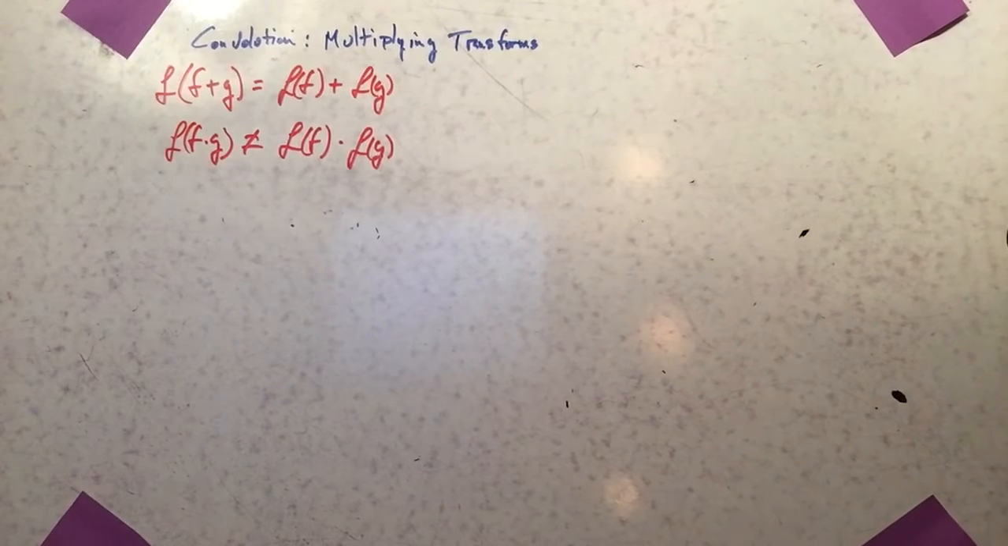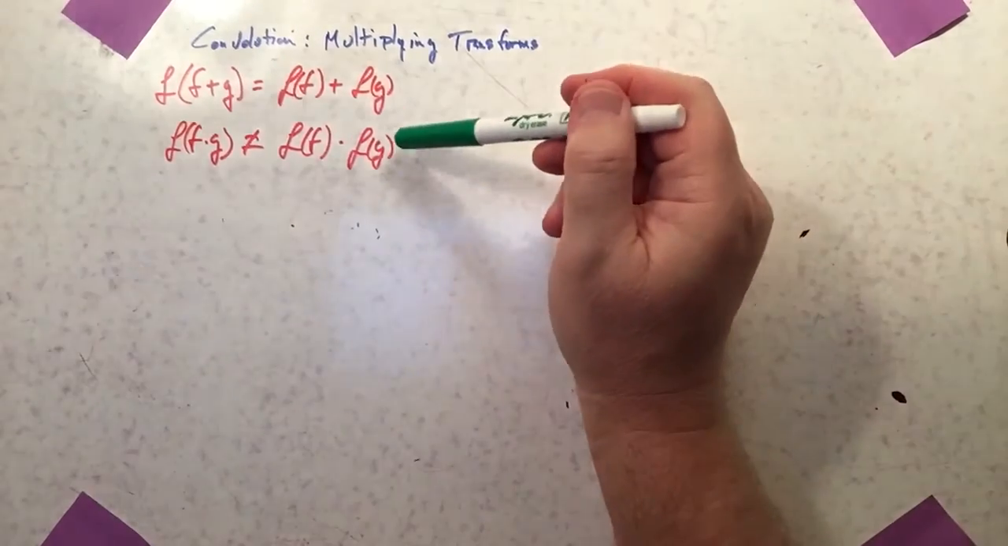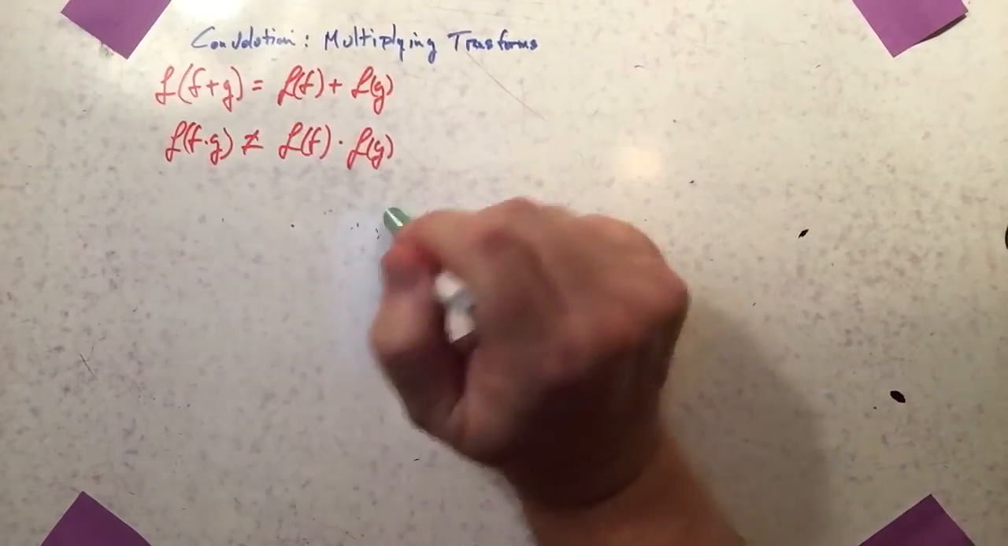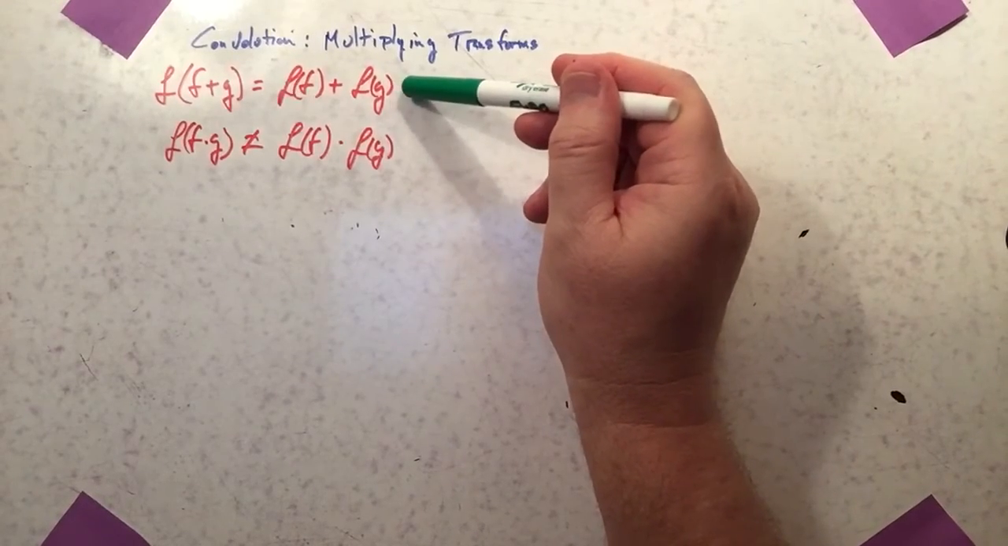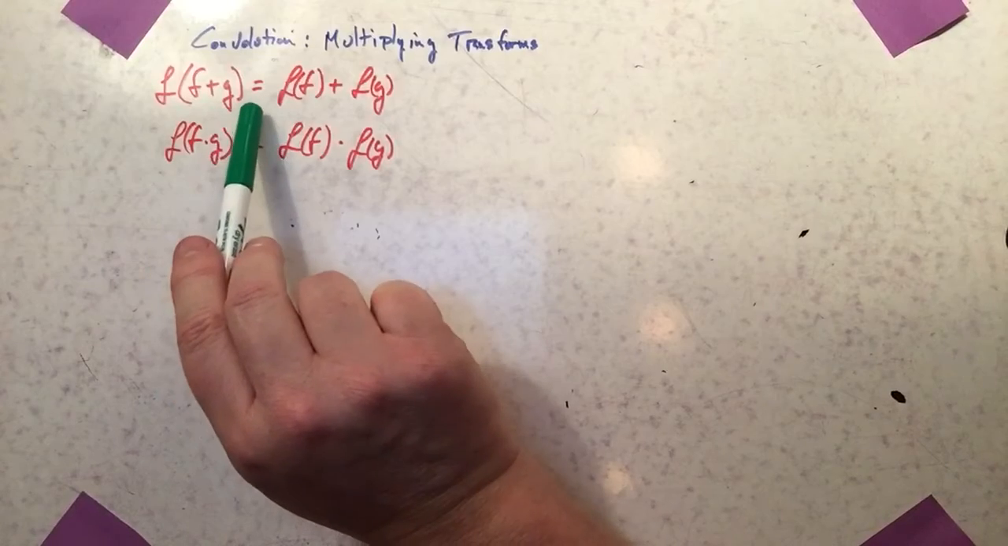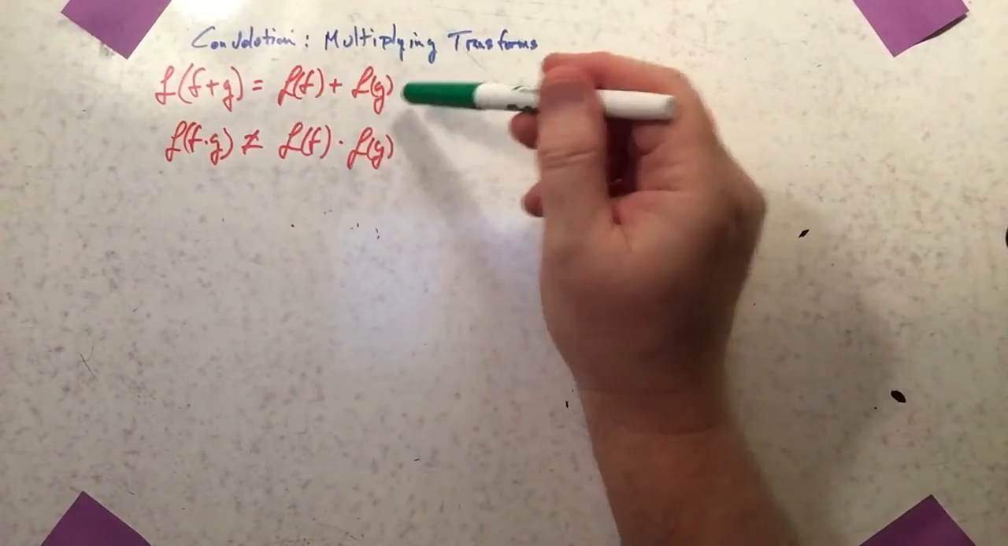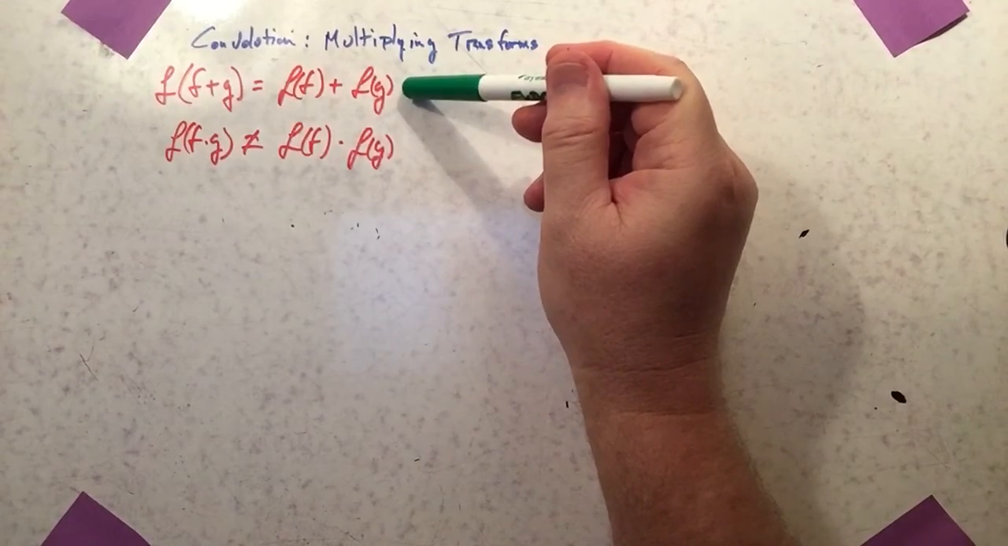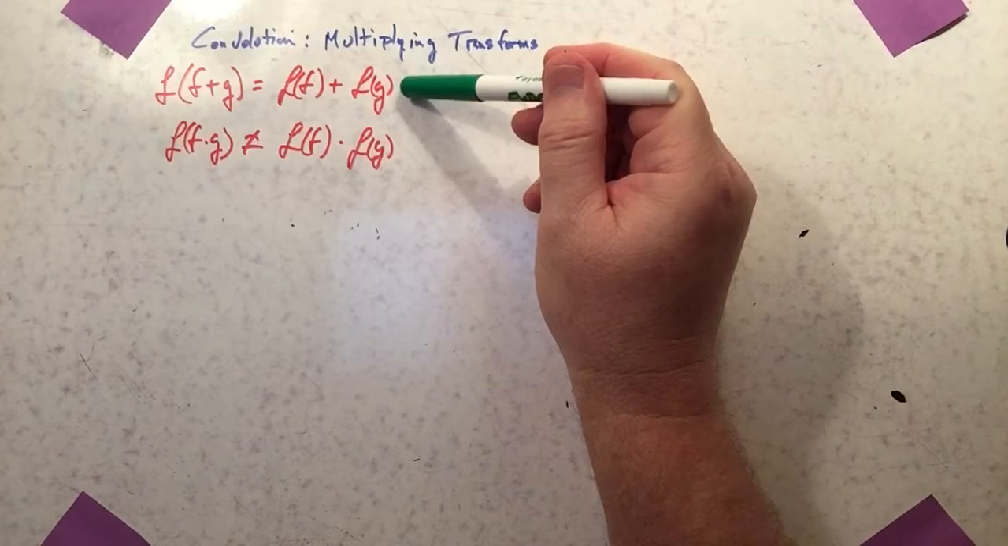Okay, we're doing section 6.5, and that is on convolution. Convolution basically is how we go about multiplying Laplace transforms. We already know how to add them. If I took the Laplace transform of a sum of two functions, that's just the sum of their Laplace transforms. We use this extensively to solve our second-order differential equations.